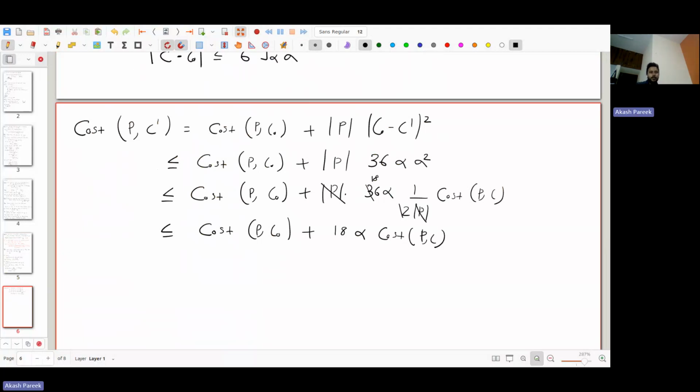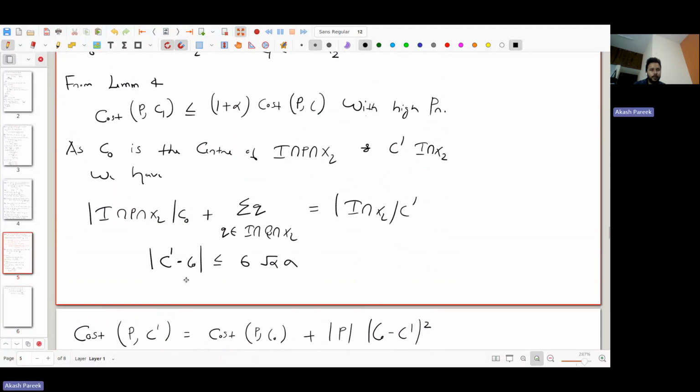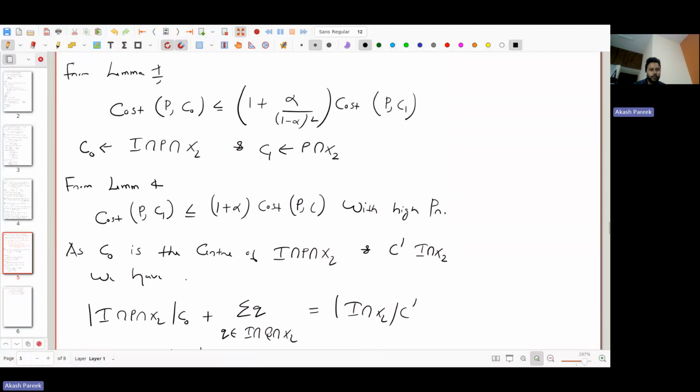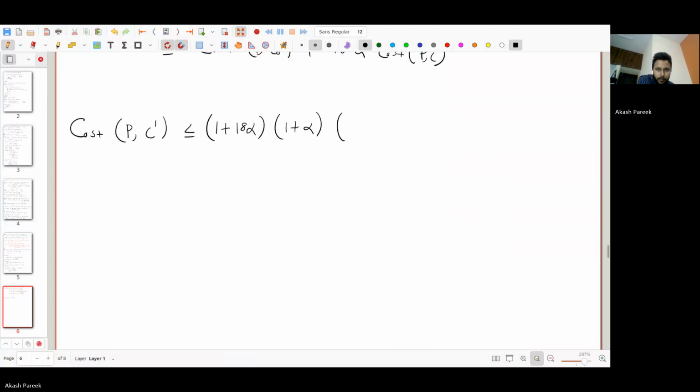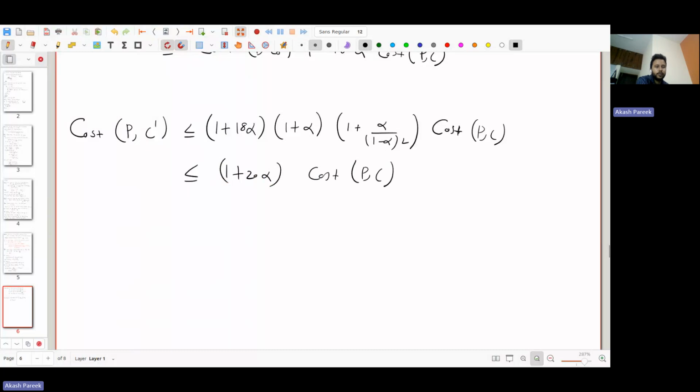And together with the other places, using lemma 4's cost and lemma 1's cost, if we take everything together, what we get is the cost of P on C dash is bounded by (1 plus 18 alpha) times (1 plus alpha) by (1 minus alpha) whole square times the cost of P on C, which is just like 1 plus 20 alpha times the cost of P on C. So this gives us our desired theorem, right? And with this, the theorem ends here.